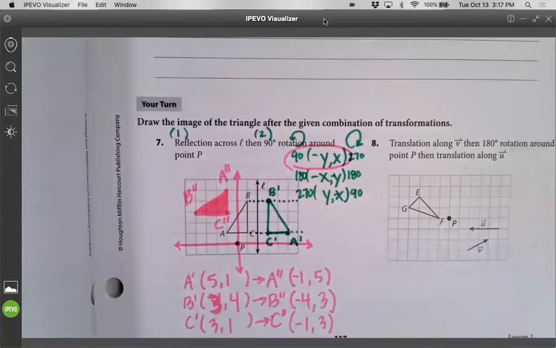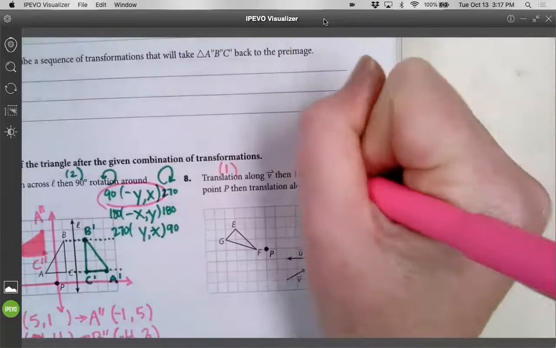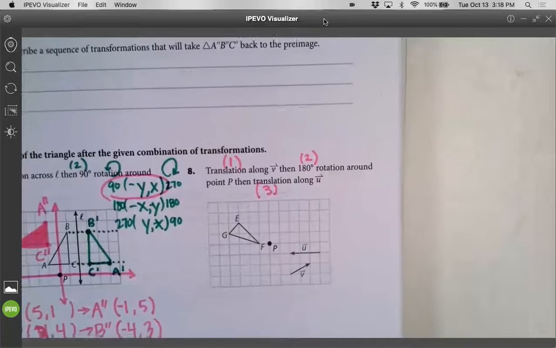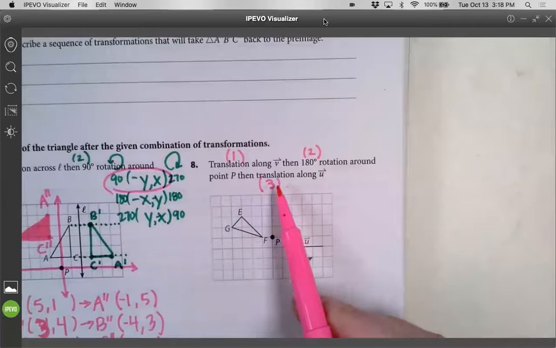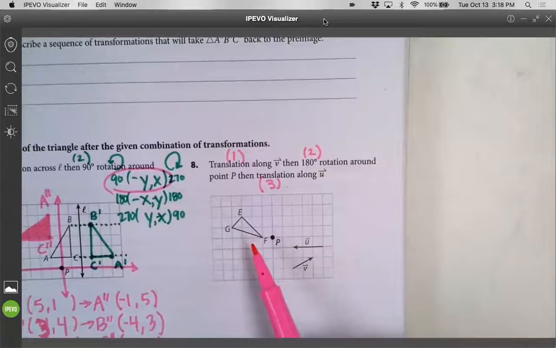Another example, we can translate along vector V. That would be our first transformation. And then a 180 degree rotation around point P. Then a third one, translating along vector U. So we're doing three things this time. But because we're translating, rotating, translating, and because translations and rotations produce congruent figures, then the figure that we end up with should be congruent in all of its measurements to our original triangle EFG.